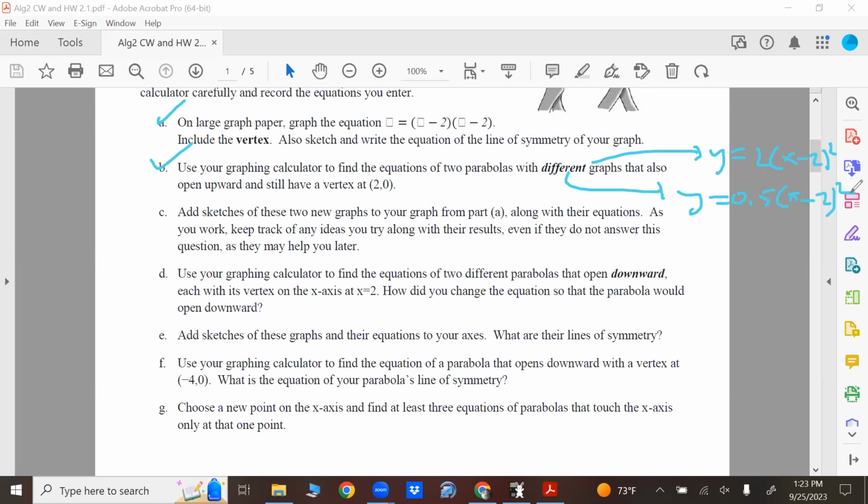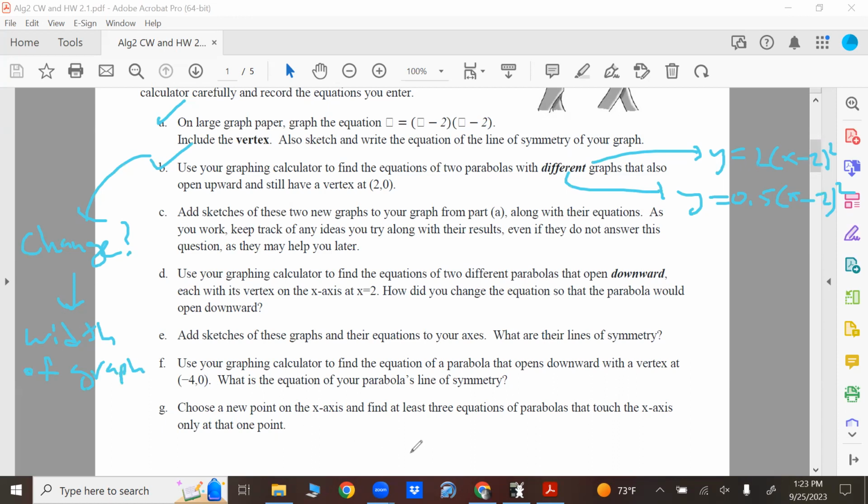So what did that do to the graph visually? What did you notice? How did it change compared to y equals x squared when you put these numbers in front? What kind of change is that? It does get steeper. More specifically, it's going to change the width of the graph, right? So for part B, we changed the width of the graph.